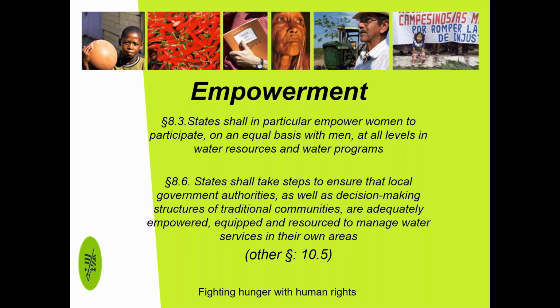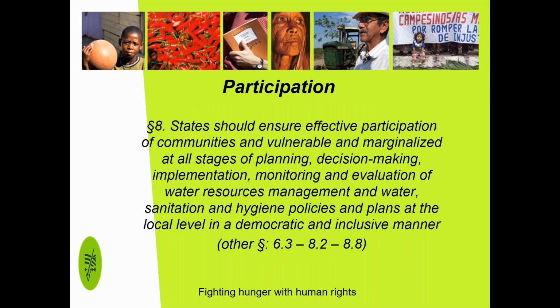Yes, then you have empowerment. Here the paragraphs talk about the empowerment of women, and the empowerment of local governments and authorities to make sure they can implement. This requires resources and capacity building, and those paragraphs can be very important. And then, of course, you have participation. As I said before, for any implementation or activity that has an impact on local communities, participation is absolutely key, and they must make sure that prior and informed consent is obtained.